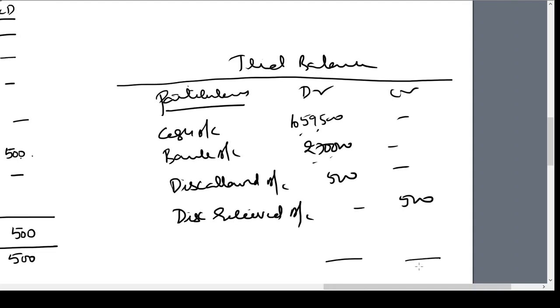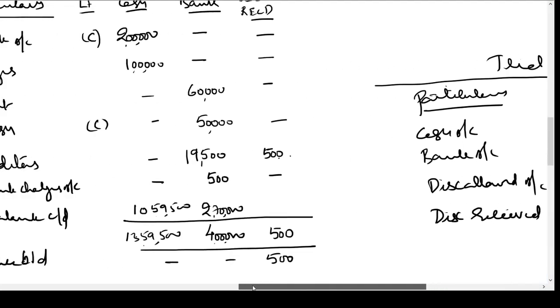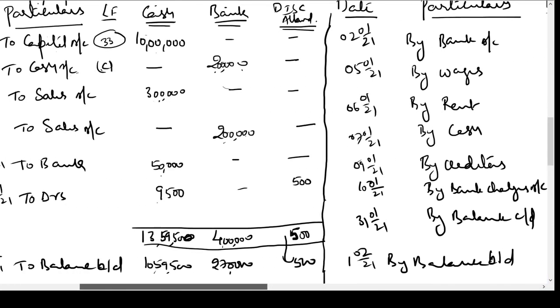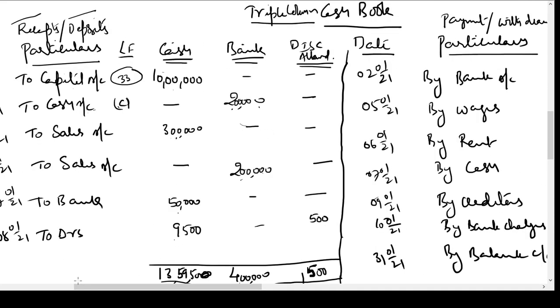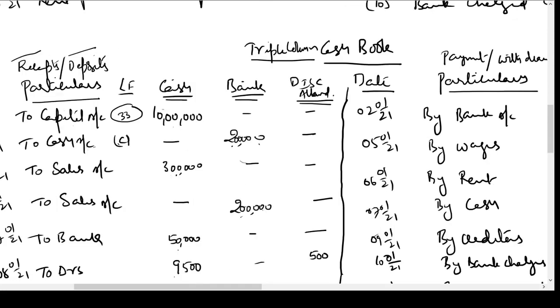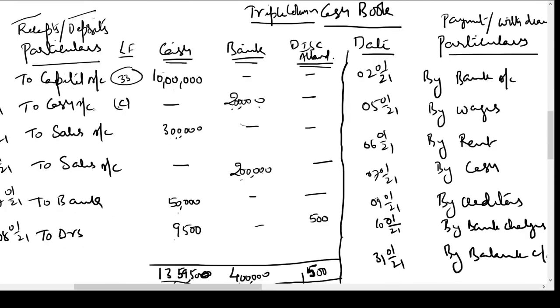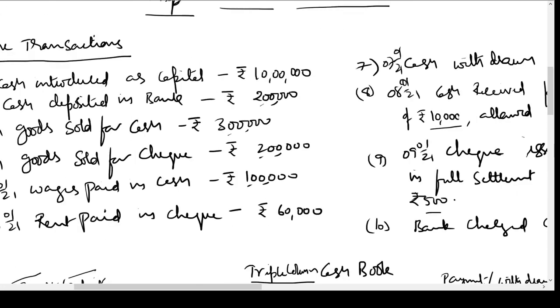Okay, so this is how we deal with a triple column cash book. When we prepare a triple column cash book, we do not maintain a separate cash account or separate bank account or a separate discount account. All the accounts are maintained in this cash book itself. So this is the example on triple column cash book.